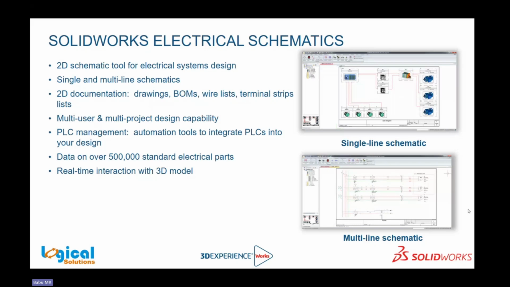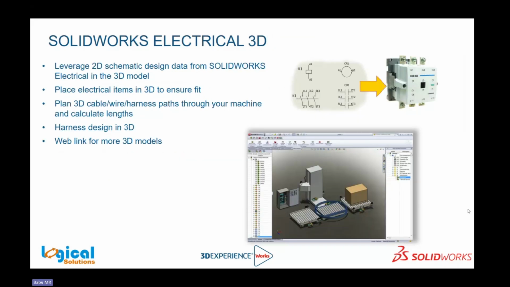Okay, and also, as I told, it has 5 lakh inbuilt library components and real-time interaction with a 3D model. When it comes to SolidWorks Electrical 3D, it leverages 2D schematic design data from SolidWorks Electrical, which means it will completely take the input from the electrical schematics, and we can do our wire routing, cable routing, and harness design in 3D.